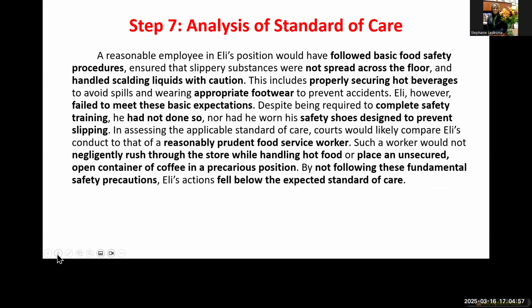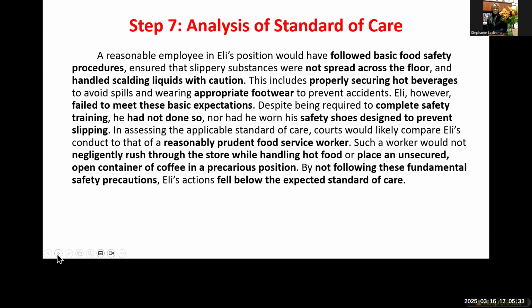A reasonable employee in Eli's position would have followed basic food safety procedures, ensured that slippery substances were not spread across the floor, and handled scalding liquids with caution. This includes properly securing hot beverages to avoid spills, wearing appropriate footwear to prevent accidents. Eli failed to meet these basic expectations. Despite being required to complete safety training, he had not done so, nor had he worn his safety shoes designed to prevent slipping.